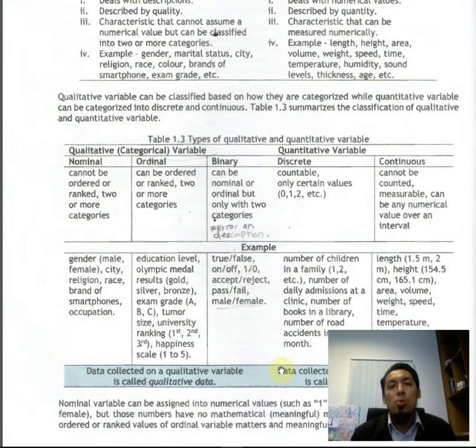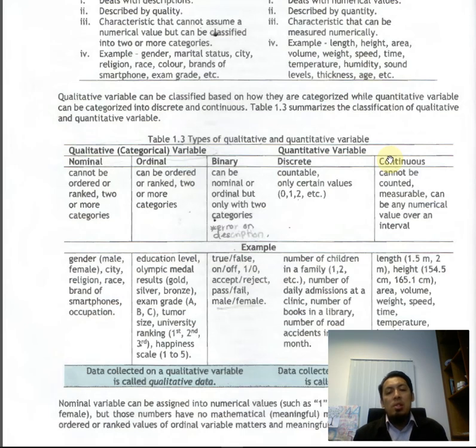Next we go to quantitative variable. Okay, this is usually the data that we want to have, because there are a lot of things that we can do with it, and we can analyze it deeply to come out with a good decision. So we have discrete and continuous. These are the two kinds of quantitative variable. Okay, discrete and continuous, right?